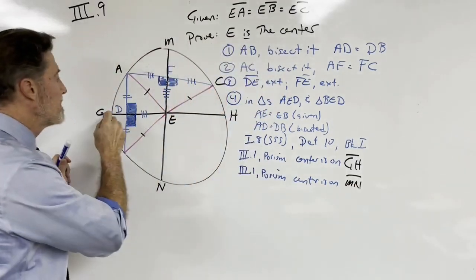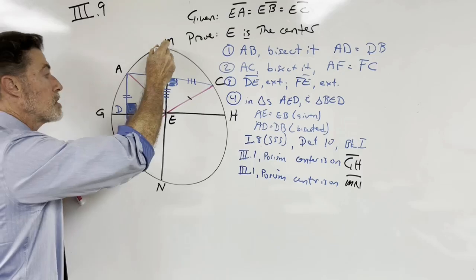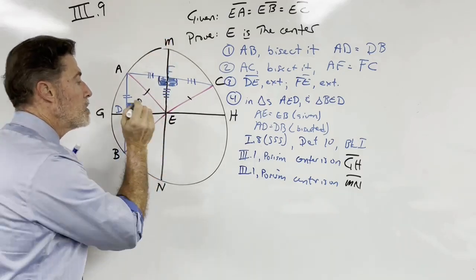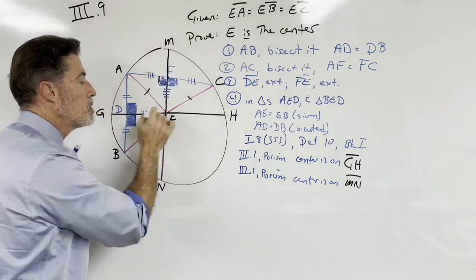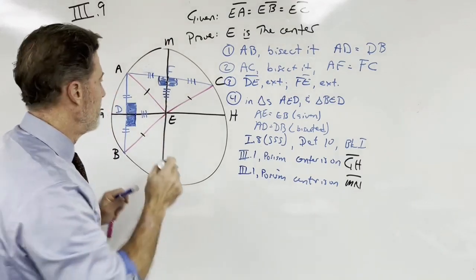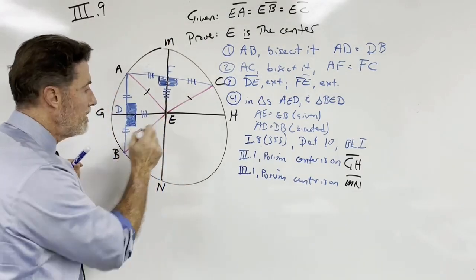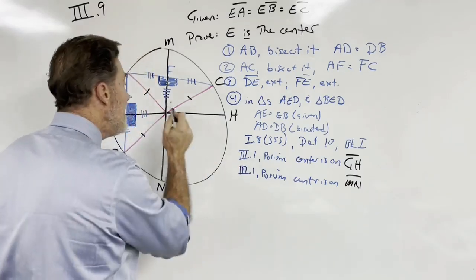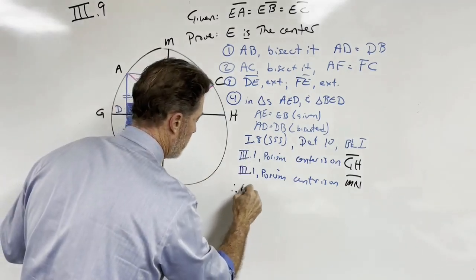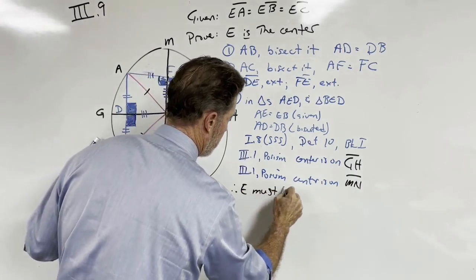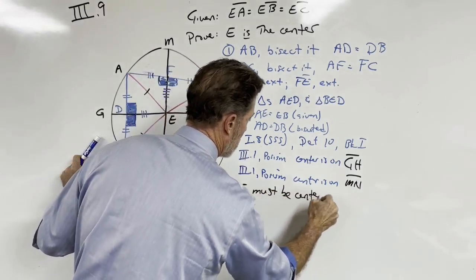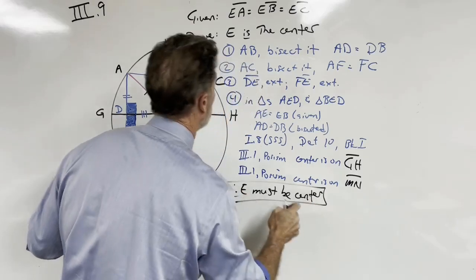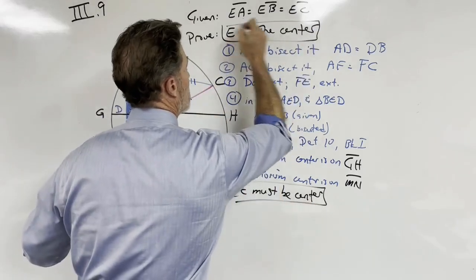Well, if the center is somewhere on GH and also somewhere on MN, there's only one place where both of those lines intersect, and that's point E. Therefore, E must be the center of the circle. And that's, of course, exactly what we're trying to prove, that E is the center of the circle.